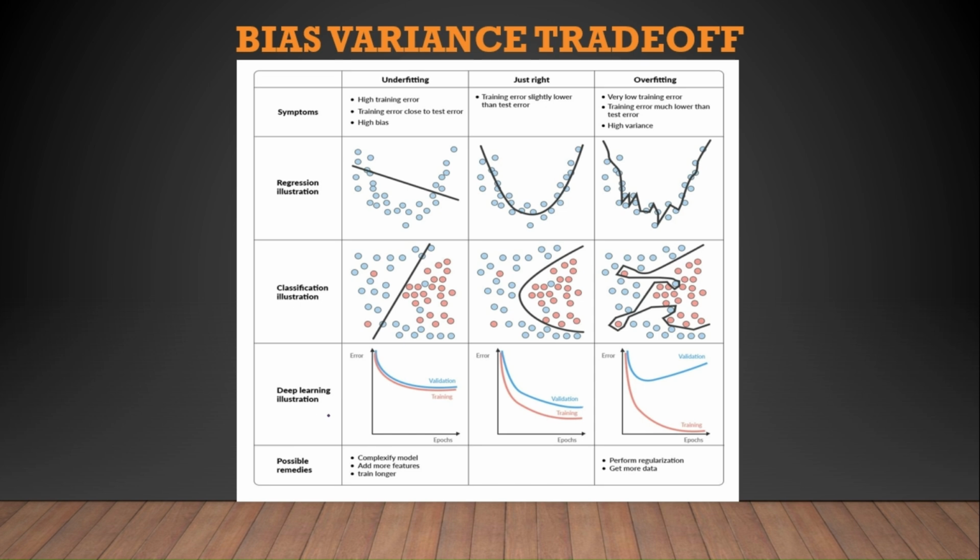In deep learning methods, you can see the errors and validation across different epochs. We cover validation and training here, and you can see the gap between them, so it is overfitting of data. The possible remedies: increase the complexity of the model, add more features, and train longer for underfitting, and use regularization for overfitting.